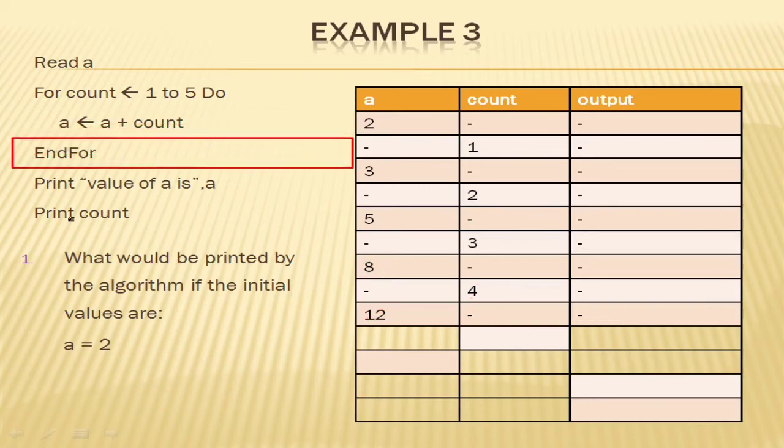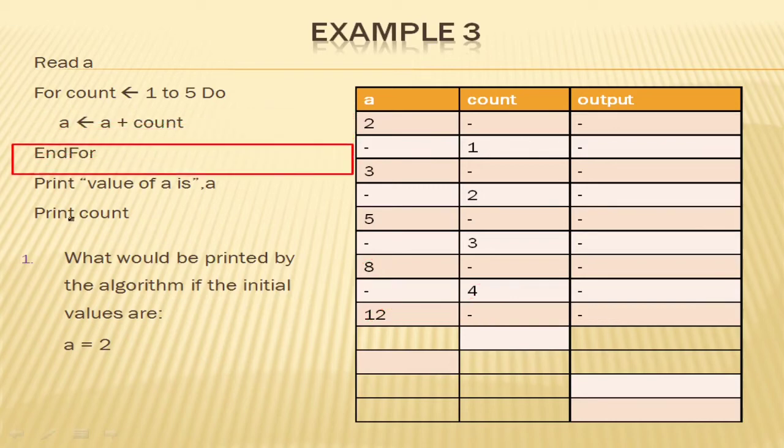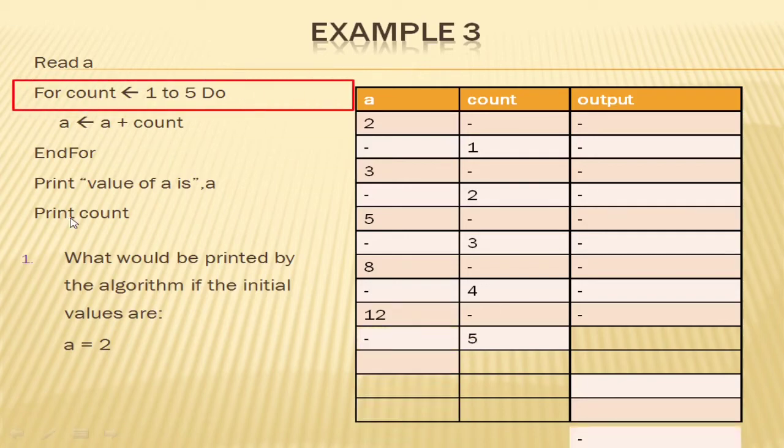So we move down to the end for, right, and we'll move back to the beginning of the for loop. This time it will automatically increment the value of count from 4 to 5. So count is now 5, right? Hence underneath the count column we have the value of 5. So we are in this line here. There is no value for a in this line here, hence why we put a dash here. There is no value for output, hence why we put a dash here, right? Then we're going to move to the next line, right?